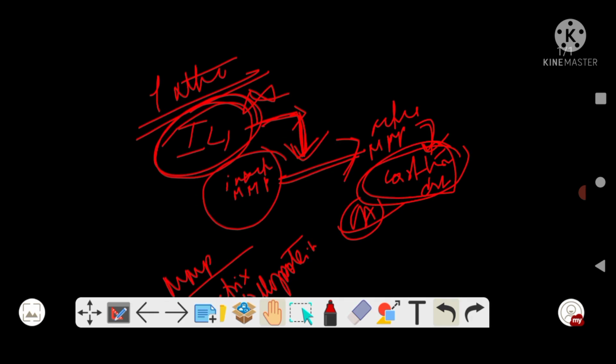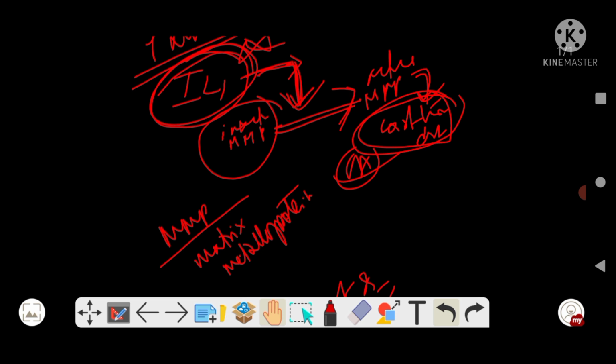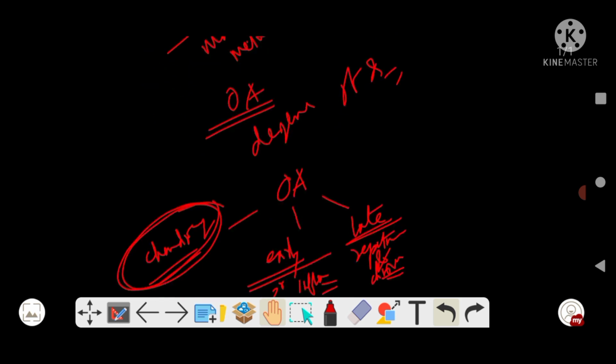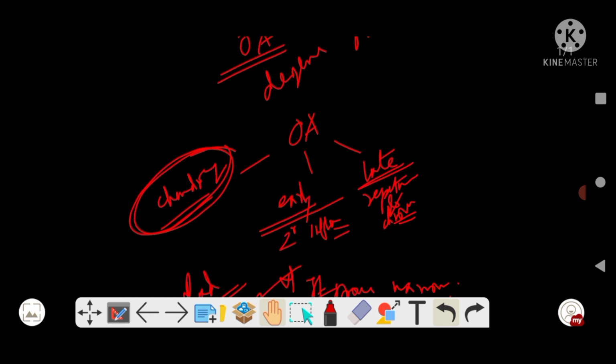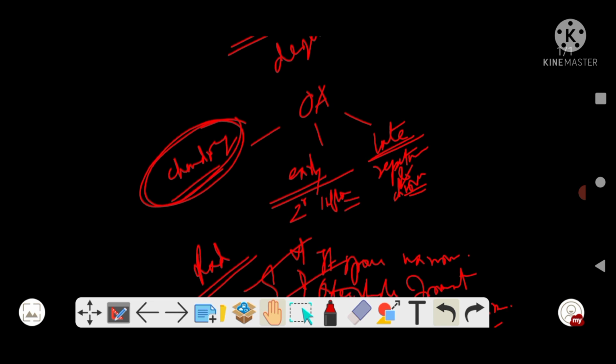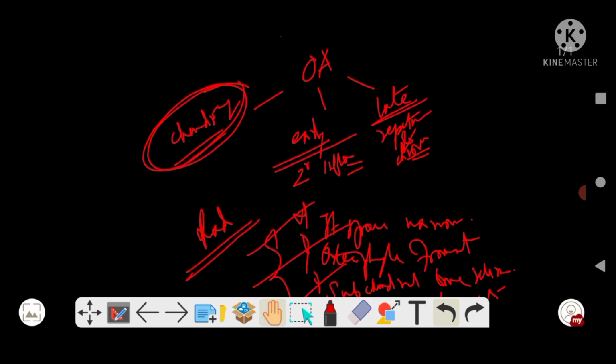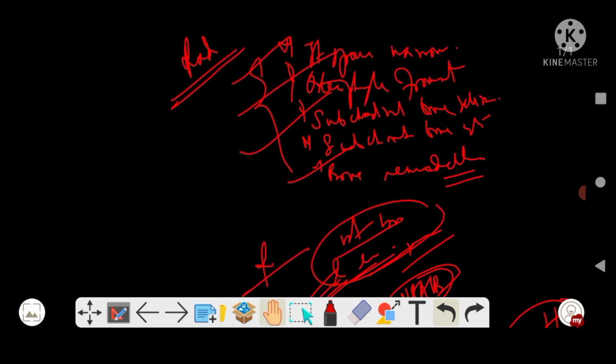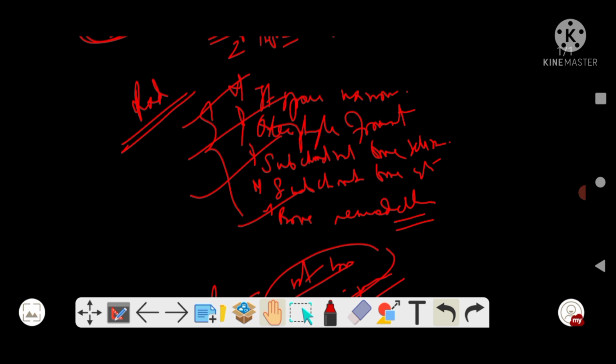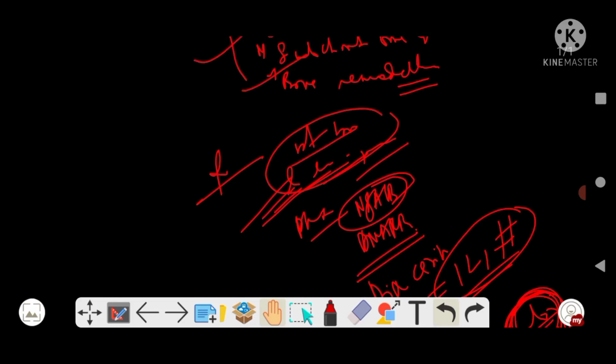In pathophysiology I mentioned that interleukin 1 is the most important cytokine that converts inactive matrix metalloproteinase to active MMP, which results in cartilage destruction. So osteoarthritis is a degenerative joint disease, and if we talk about the stages, first is chondrocyte injury due to genetic and biochemical factors. Then comes early osteoarthritis, which is a secondary inflammatory process, and late osteoarthritis is a repetitive and chronic process, right? Radiological features include joint space narrowing, osteophyte formation, subchondral bone sclerosis, subchondral bone cyst formation, and bone remodeling.